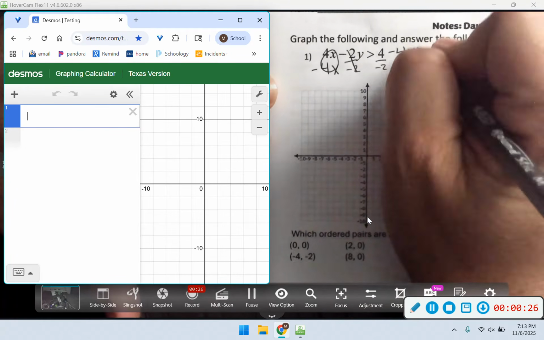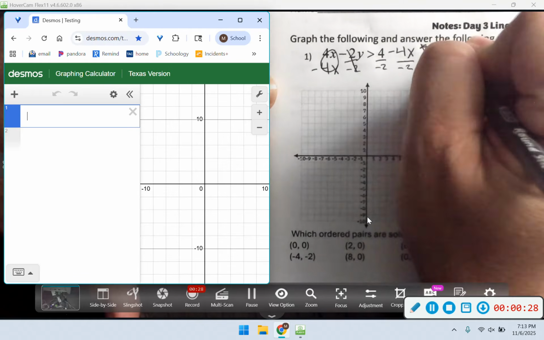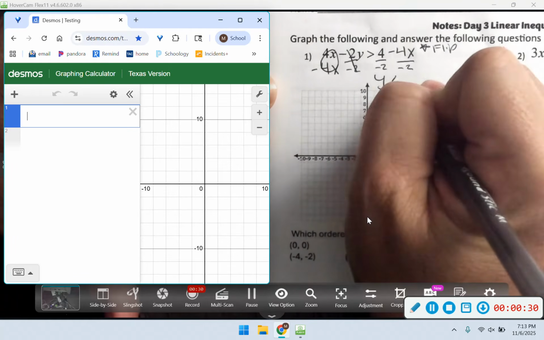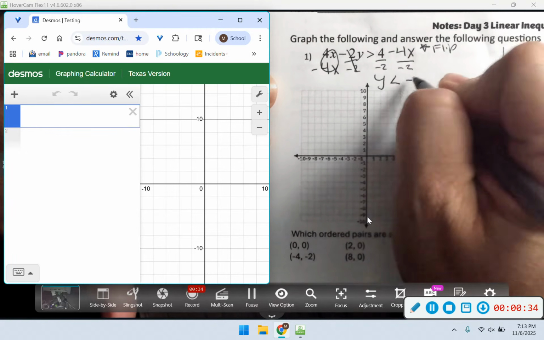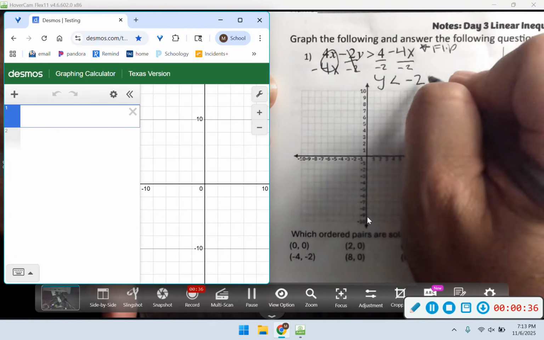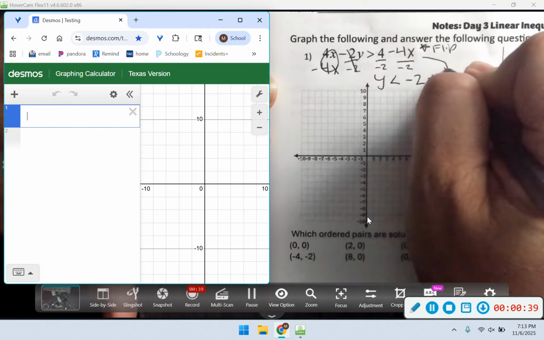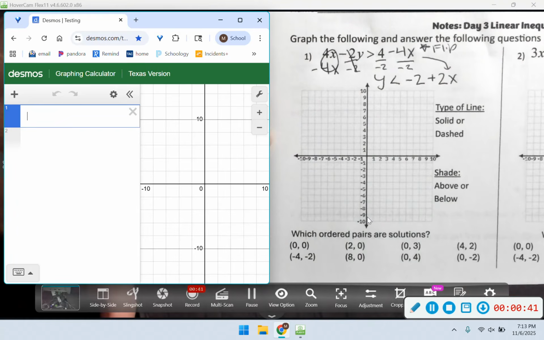Well, I just divided by a negative, so we have to flip our symbol. So we're going to flip it. It becomes less than instead of greater than. 4 divided by negative 2 is negative 2. Negative 4 divided by negative 2 is positive 2. Don't forget your x. Okay, so here's my equation.